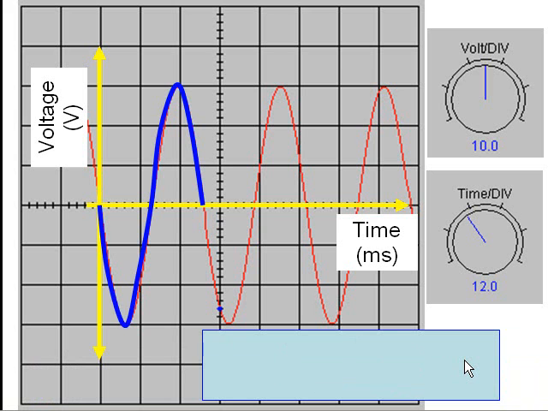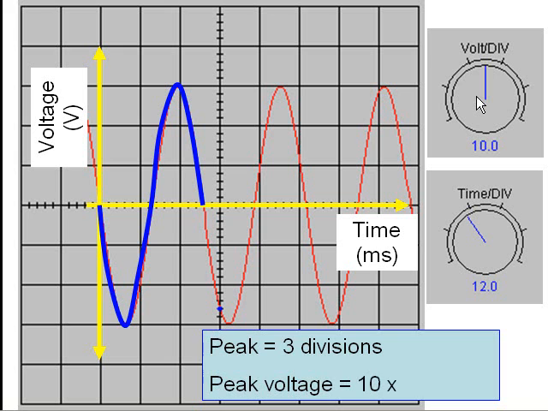We can see peak voltage is 3 divisions. Because the sensitivity says that each of these divisions is worth 10 volts, we can work out the peak voltage as 10 times 3, which is 30 volts. Note, the peak to peak voltage is always double the peak voltage, so in this case it will be 60 volts.